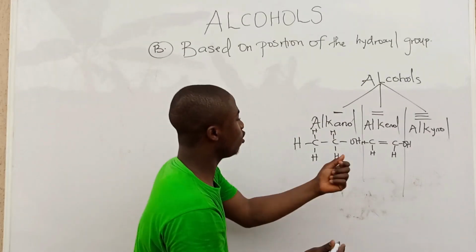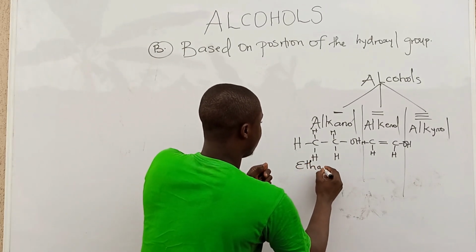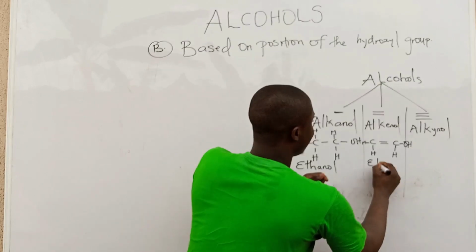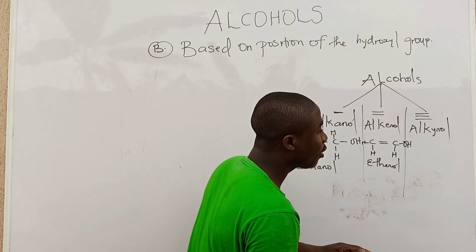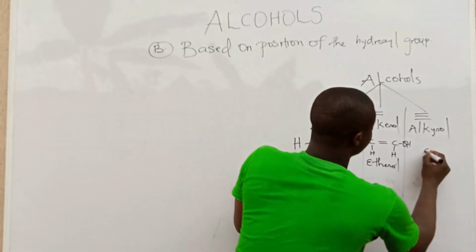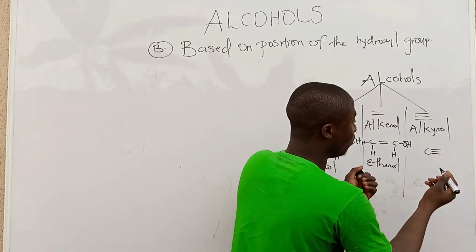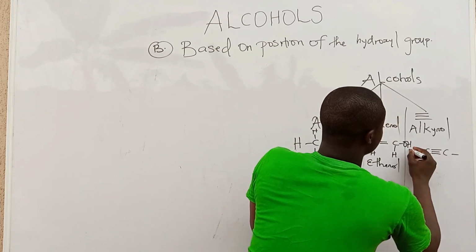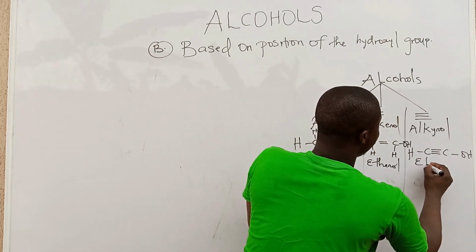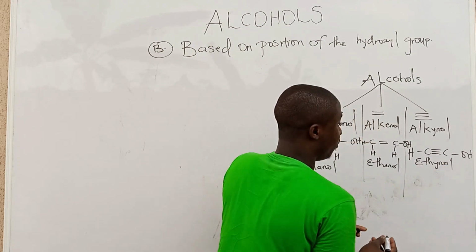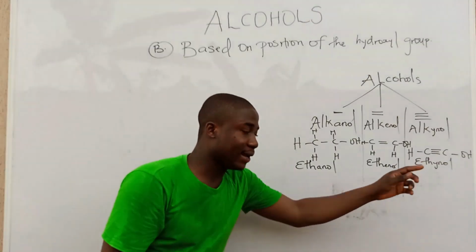Okay, this is called ethanol. Now talking about alkynol, for example, you have triple bonds, and it is simply drawn like this, HOH.